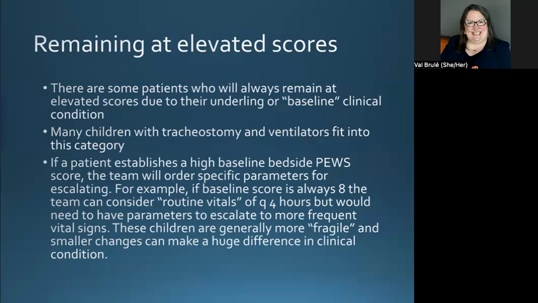These children genuinely are more fragile, and smaller changes can make a huge difference in clinical condition. Therefore, you wouldn't change what you're writing and make the score lower. You would keep the score to be high, but recognize that these patients are at higher risk at all times. However, with that understanding, you don't have to always do vitals every 15 minutes because for them it is normal. This should be well established and a discussion with the medical most responsible physician to ensure everyone's on the same page about the escalation.